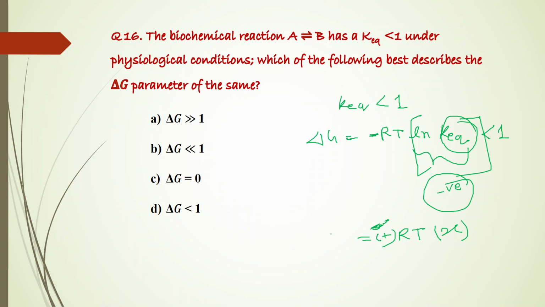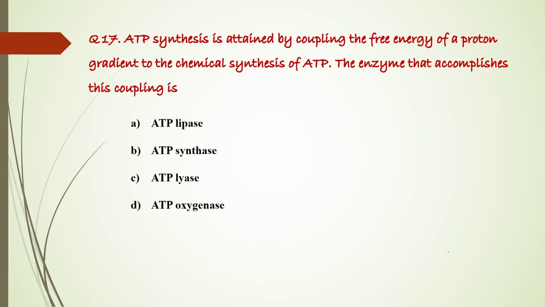So delta G, obviously if you multiply, R will be say like 8.3 for something. If you take the normal temperature 25 degrees centigrade, that is 298. And some value of X will be there. After multiplying everything, obviously overall the value will be very much greater than 1. So the correct option for question number 16 should be option A, that in case of K equilibrium less than 1, delta G becomes very much greater than 1. Let us move to the next one.